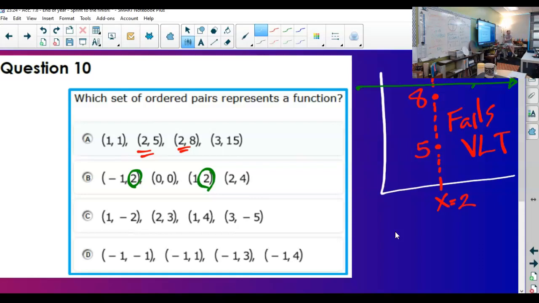Now B is a trapdoor though, because it reuses a number, but it reuses the Y. We're allowed to reuse Y's. You can use the same Y for every single X that you have. That's just a horizontal line when we reuse the Ys. That's fine. We're okay with horizontal lines. Vertical lines we don't like. Questions aside from Khan Academy?